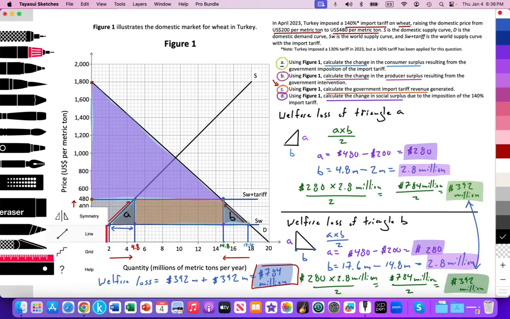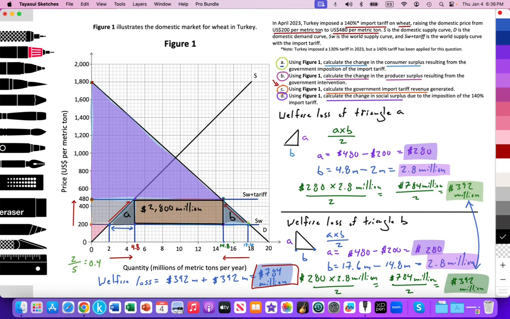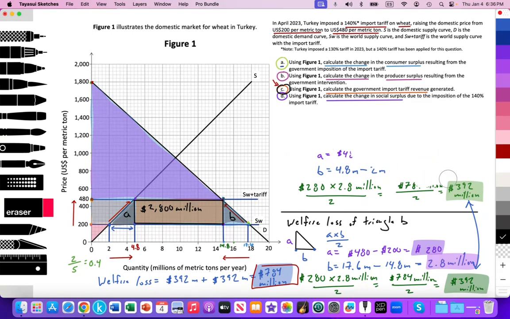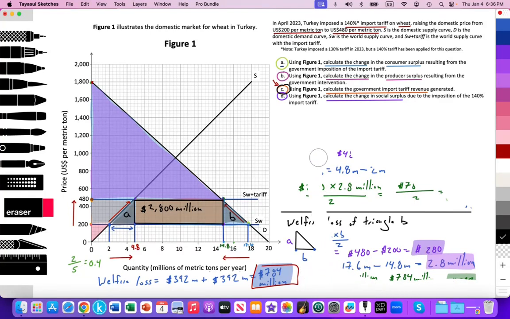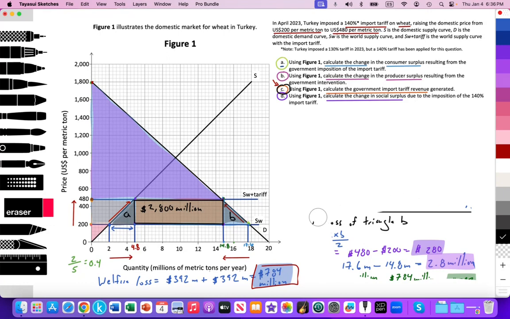So I'm just going to make a note here. I'm going to highlight this rectangle. And we calculated that the value there is 2,800 million, from our previous workings in question C. So let me illustrate the sum of the two welfare losses plus the government tariff revenue collected. And then we'll also see that we can arrive at that same answer by calculating the surface area of a trapezium. And that'll be it.